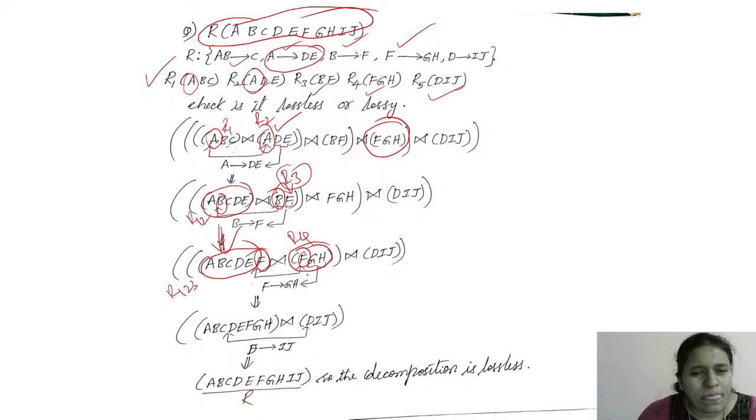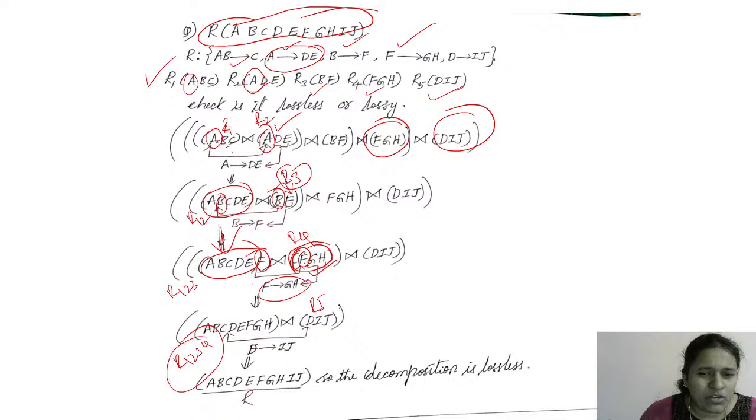Yes, F is the key of this relation. F is the key of the R4 relation. That's why we can combine these two relations. This is R1234. Now we are combining DIJ with R5, R1234 with DIJ.